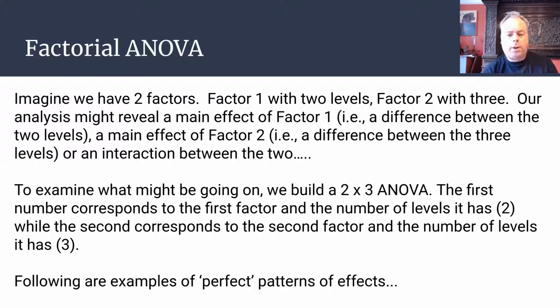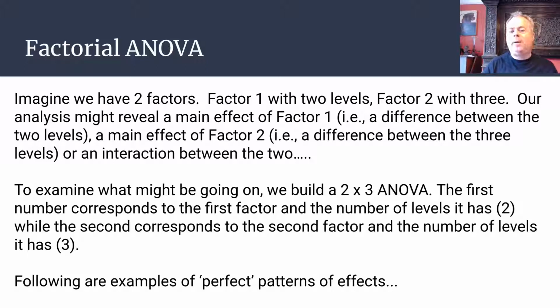So we're going to talk about some almost prototypical effects that we might get when we conduct factorial analysis of variance. So imagine we've got two experimental factors. This is very much in the abstract at this point, but imagine a case where we've got one experimental factor with two levels and a second experimental factor with three levels. So what are the possible outcomes that we might find when we actually build our ANOVA model?